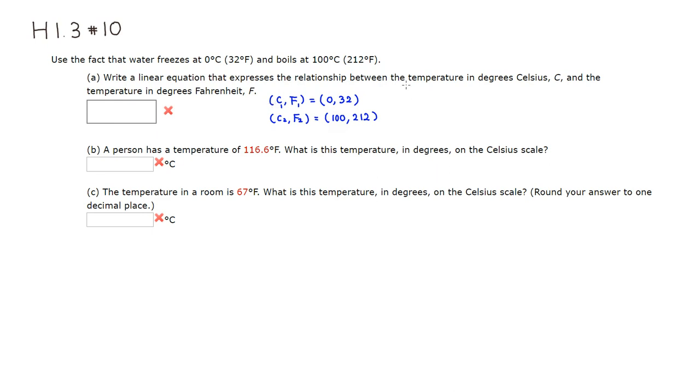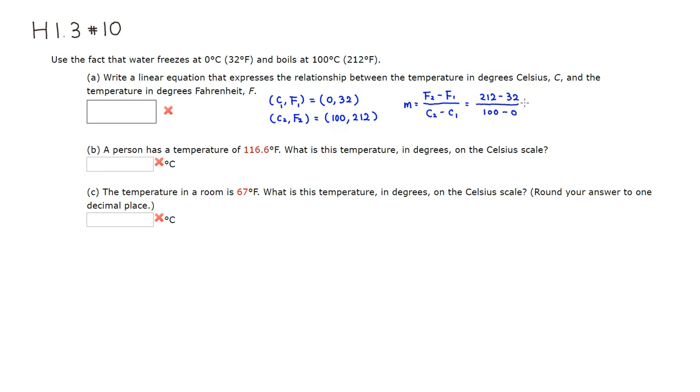So we want to find the slope. First, we want to find the slope M. So slope M is simply F2 minus F1 over C2 minus C1. F2 is 212 and minus F1 is minus 32. C2 is 100 and minus C1 is 0.